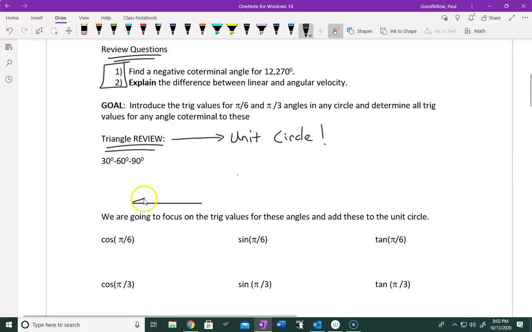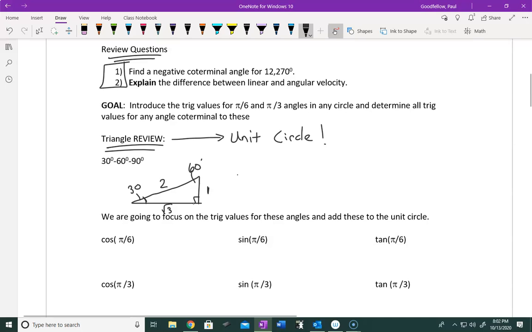The 30-degree angle and the 60-degree angle. I'm going to draw it this way, sorry, to make it so that this one looks really 30 degrees, and this one looks really 60 degrees. In the 30, 60, 90 triangle, the smaller leg is 1, the hypotenuse is 2, and this one is the square root of 3.